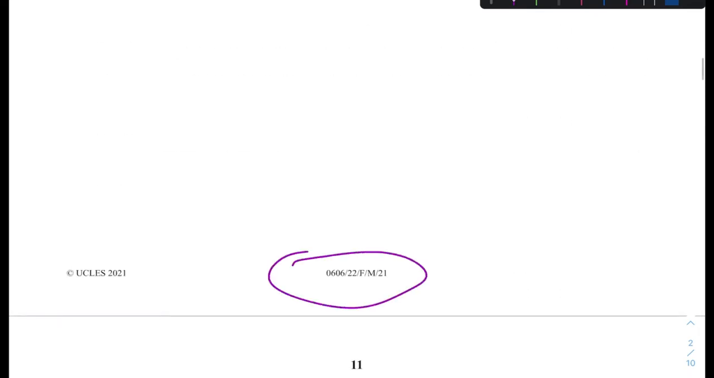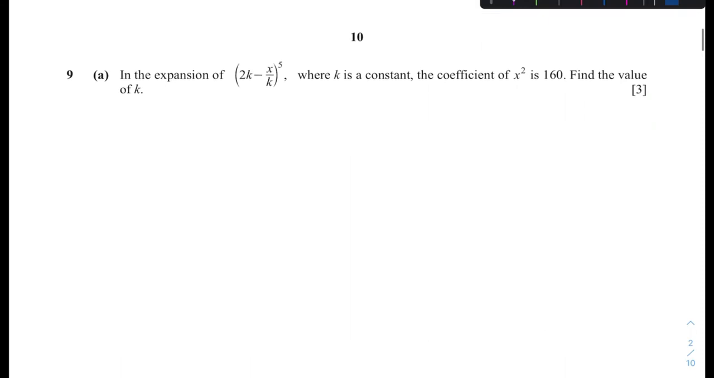This is also February March paper 2-2 2021, so let's give it a try. It says that in the expansion of (2k minus x over k) all to the power 5, we should find the value of k if the coefficient of the x squared term is 160. So we are interested in the x squared term.